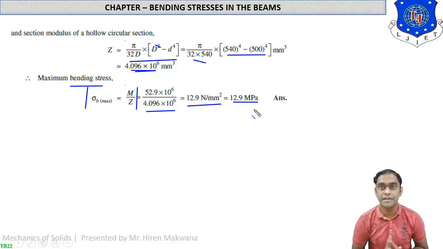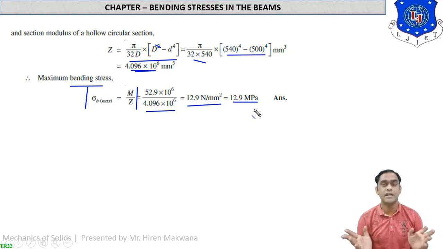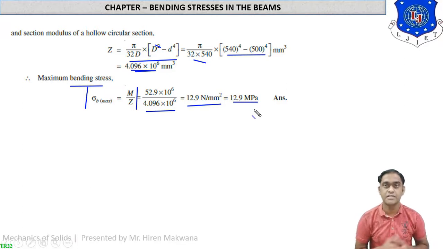So this is a very practical numerical in which water is flowing through the pipe and we have to calculate the stresses on the pipe. We have calculated the bending stress as 12.9 megapascal. From this value we can judge whether the cast iron pipe is suitable for the flow of water or not. If some other liquid is there, the density will change. If the density of the liquid changes, it will affect the stress value. So accordingly, we have to select the material of the pipe.